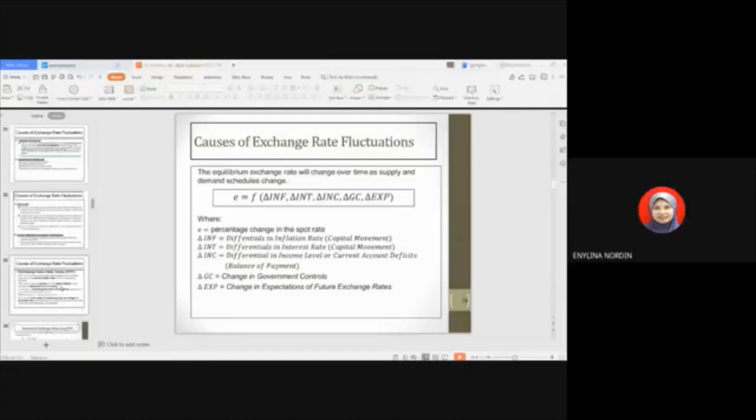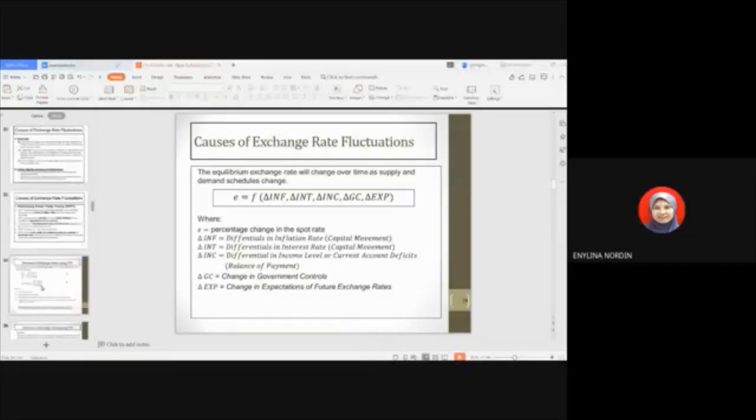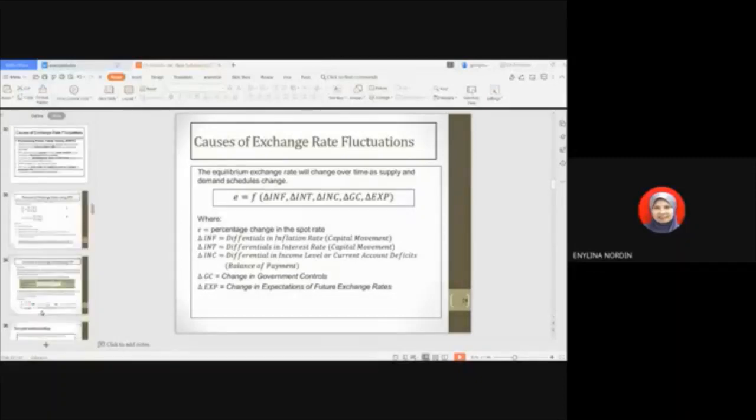So later on, you can read on your own about the causes of exchange rate fluctuations. Hopefully you know how to apply the formula. So next part I will discuss on this one.